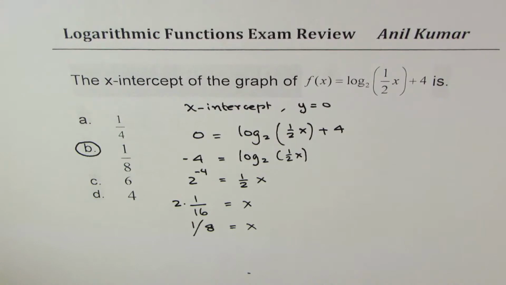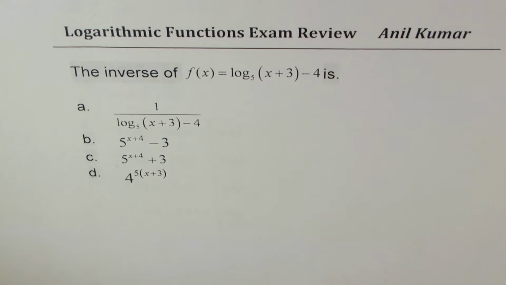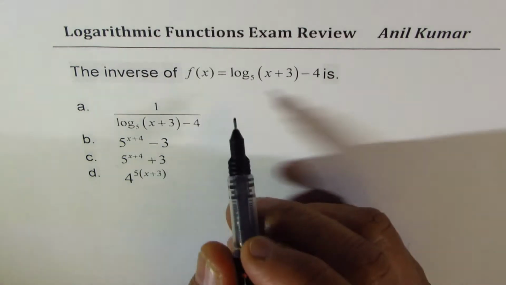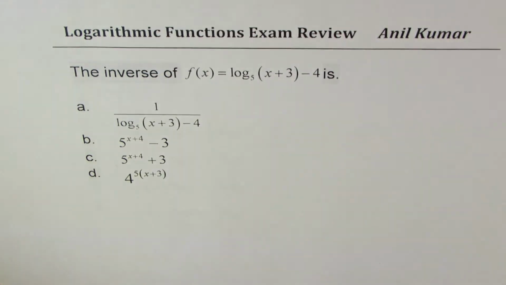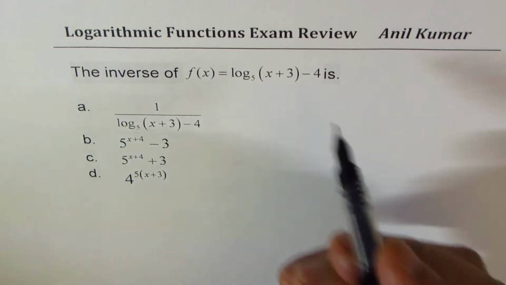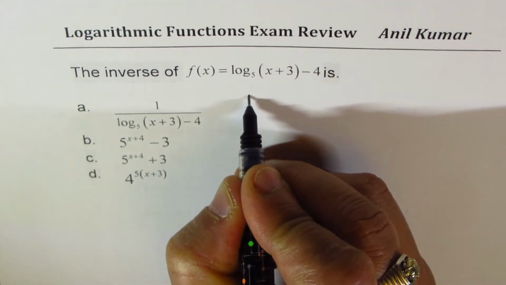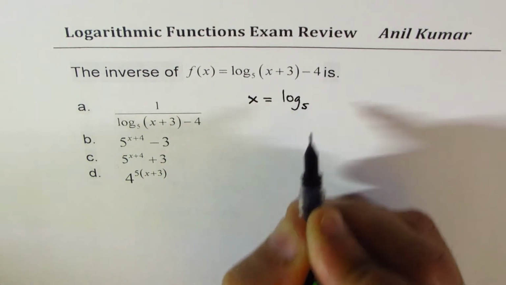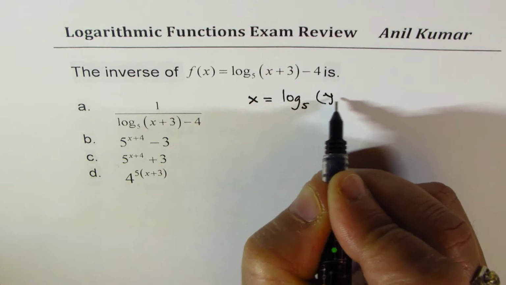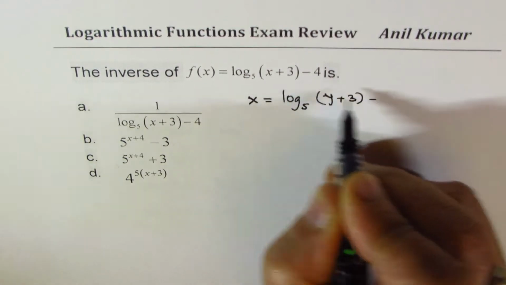So we'll quickly move through this. There are many questions here. Next question is the inverse of the function log to the base 5 of (x plus 3) minus 4 is what? Four choices are given to you. Let's find the inverse. To find the inverse, we need to swap x and y. So let me rewrite this as x equals, instead of y I'm writing x, log to the base 5 of, instead of x we'll write y, correct?